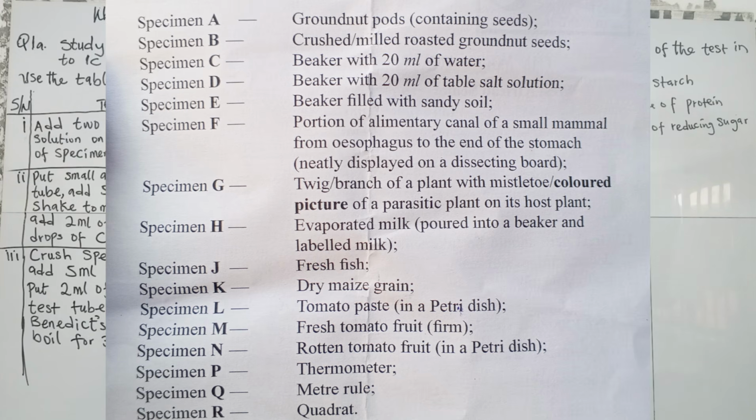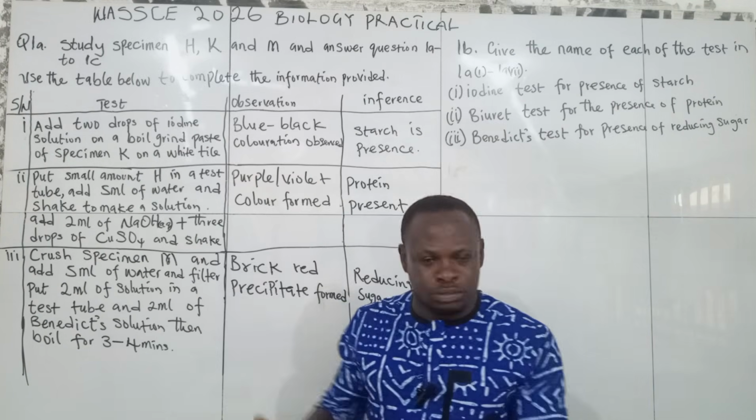Specimen K, dry maize grain. Specimen L, tomato paste on a petri dish. Specimen M, fresh tomato fruit. Specimen N, rotten tomato fruit. Specimen P, thermometer. Specimen Q, meter rule, and specimen R, quadrat. What is expected in this our specimen being given?